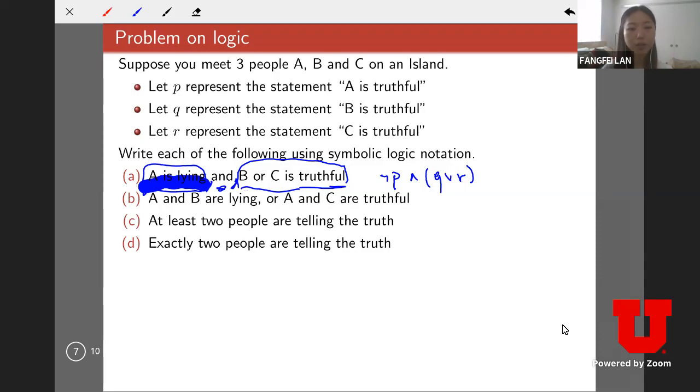Yeah. Okay. And then problem B, A and B are lying. How do we write that?